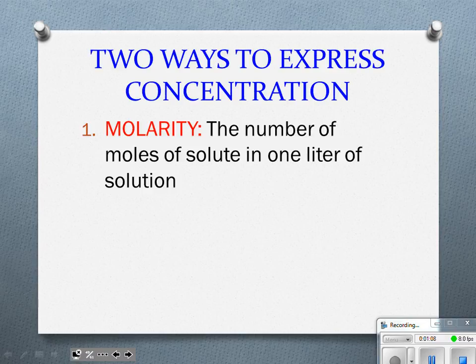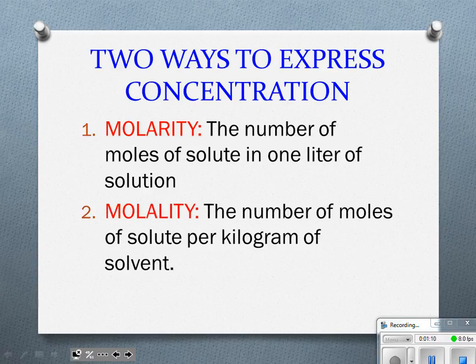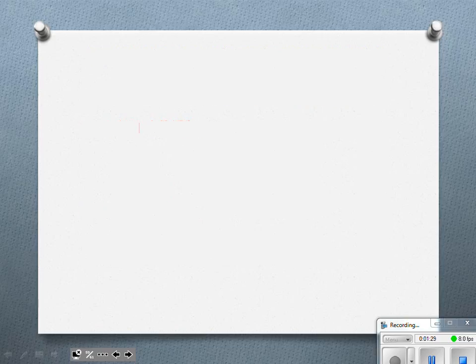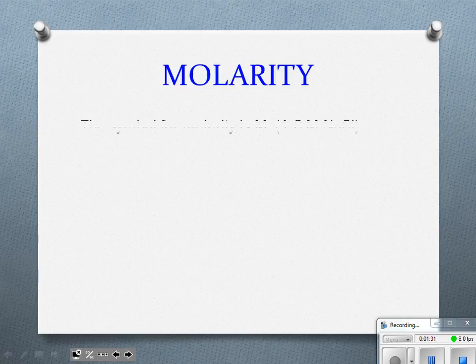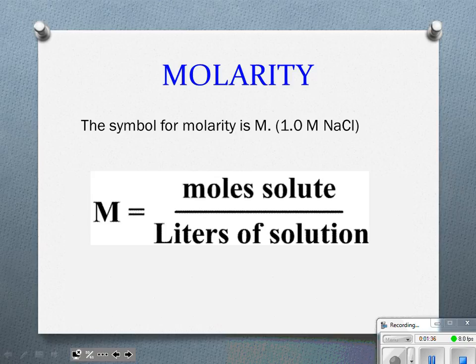What we like is values. So we talked about molarity, we talked about molality. Molarity is the one we're going to work some more examples on today: moles of a solute in 1 liter of a solution. Molality was moles of a solute per kilogram of solvent. So the molarity, symbolized with a capital M, is moles of solute over liters of solution.